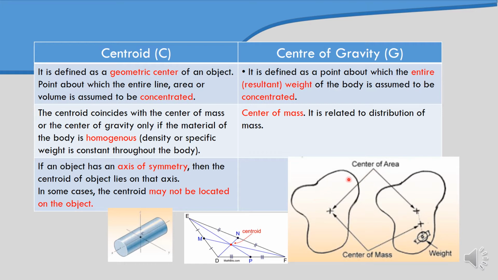As you can see in this diagram, for this shape, let's assume the center of area, which we call the centroid, is located here. If we put extra weight at a certain place, at this position, it will produce a different location of the center of mass.